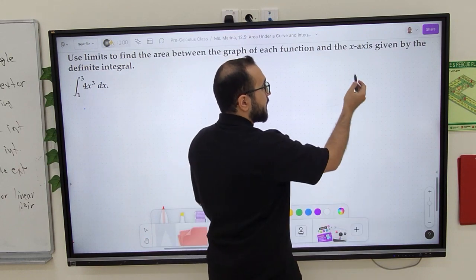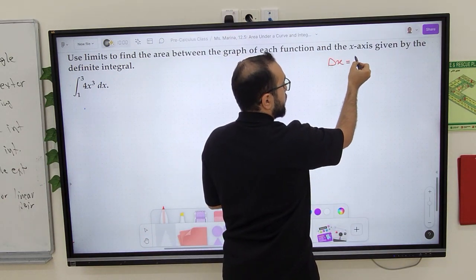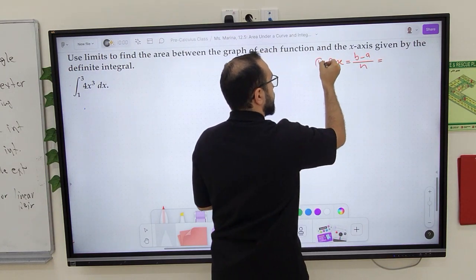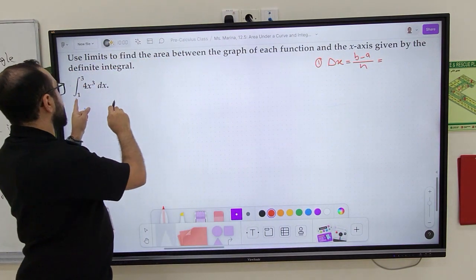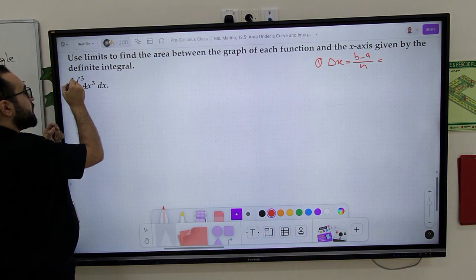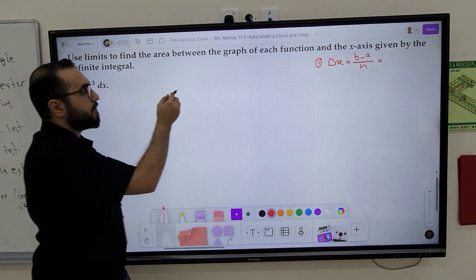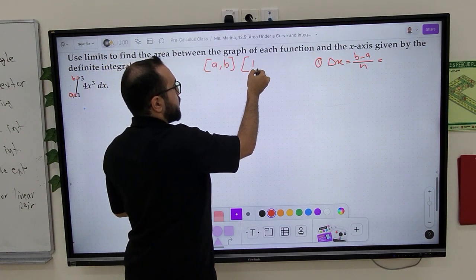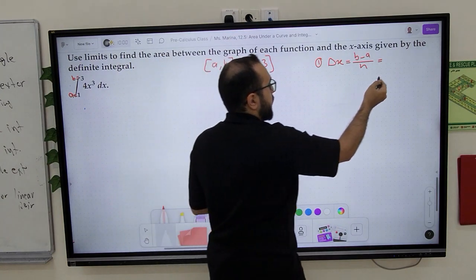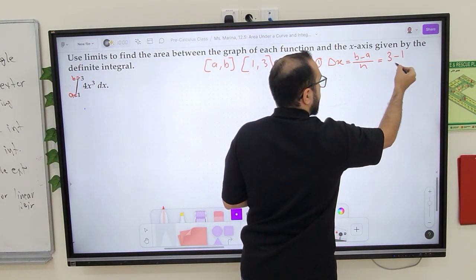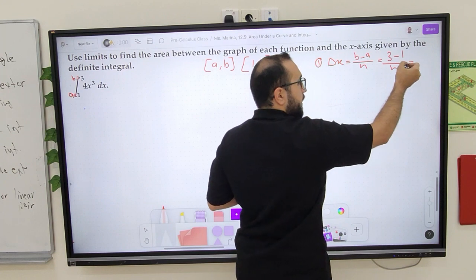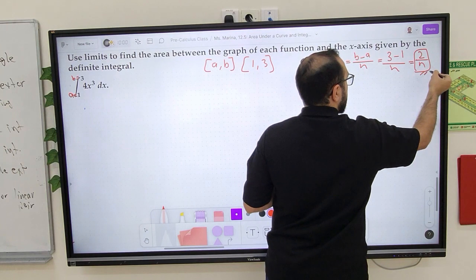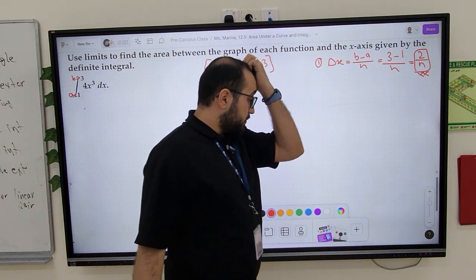The first one is to find delta x. So delta x is equal to b minus a over n. Okay? So this is the first one. What's b? What's a? As you can see, a is the lower limit, which is 1. B is the upper limit, which is 3. Okay? So we can remember a is 1, b is 3. So now 3 minus 1 over n. 3 minus 1 is equal to 2 over n. So this one here is my delta x.